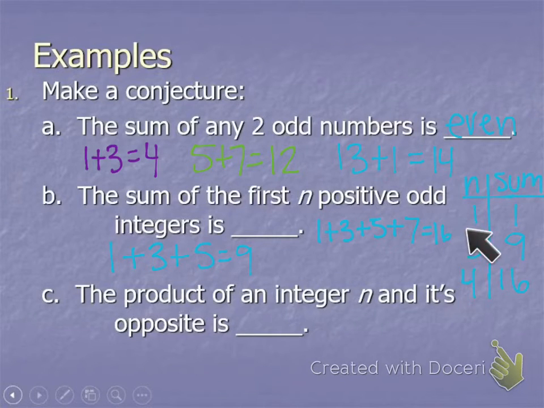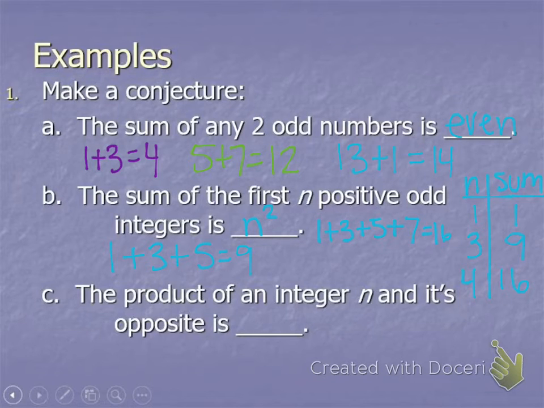Is anybody noticing something about these numbers? All right, so we're noticing that these sums are the squares of our first column. 1 squared is 1, 3 squared is 9, 4 squared is 16. So if we're just using n in general, we would say that it's n squared. We're taking that number of terms and we're squaring it. Some of these relationships are going to be easier to come up with than others.